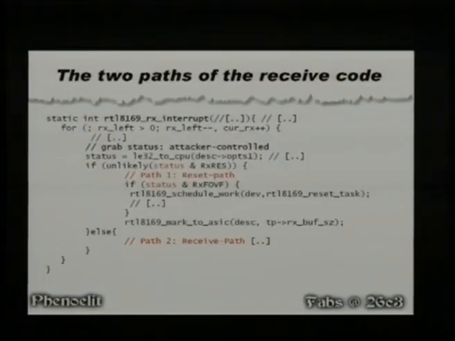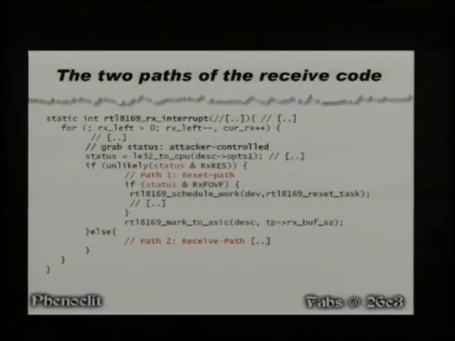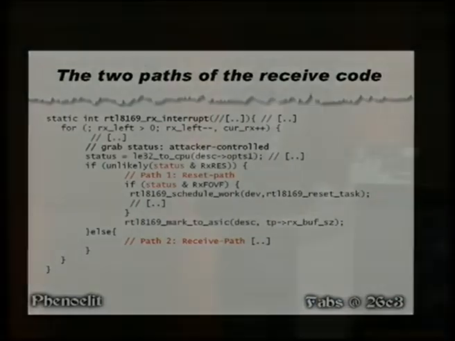There are two paths in the receive function, and the path we take is completely controlled by the status register. And we completely control the status register, so we completely control the path we're going to take. One path is the reset path, and when you hit it, everything goes back to normal. It's like nothing happened. When you hit the receive path, some junk will be handed upward instead of the packet which actually arrived.